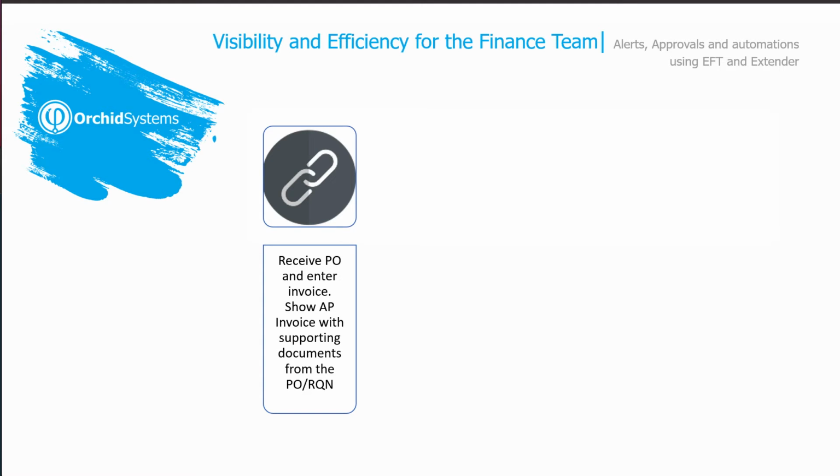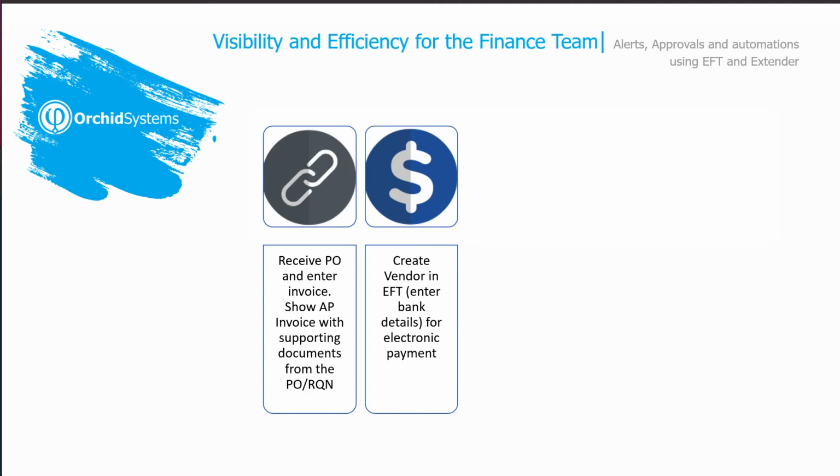We start with AP invoices, and we'll show you how we can view all the supporting documents from the underlying purchase order and the requisition while working with the AP invoice. We will highlight some security features of EFT processing and the separation of duties so that different users enter the bank details and others approve those bank details.